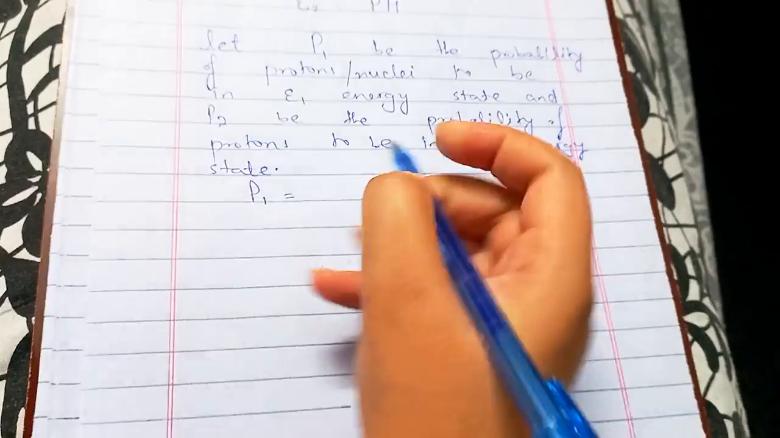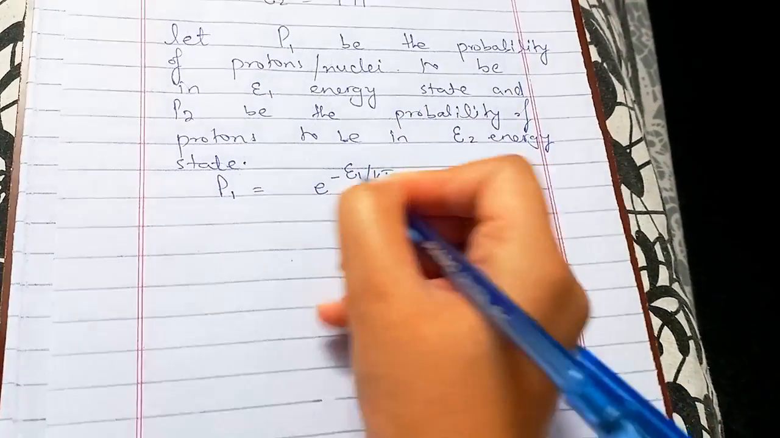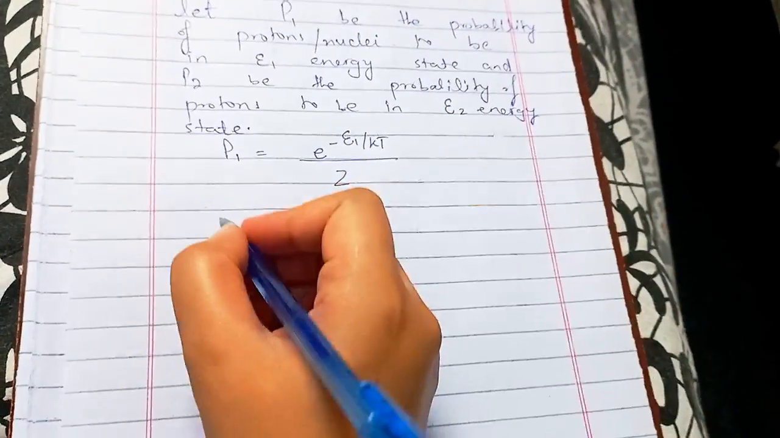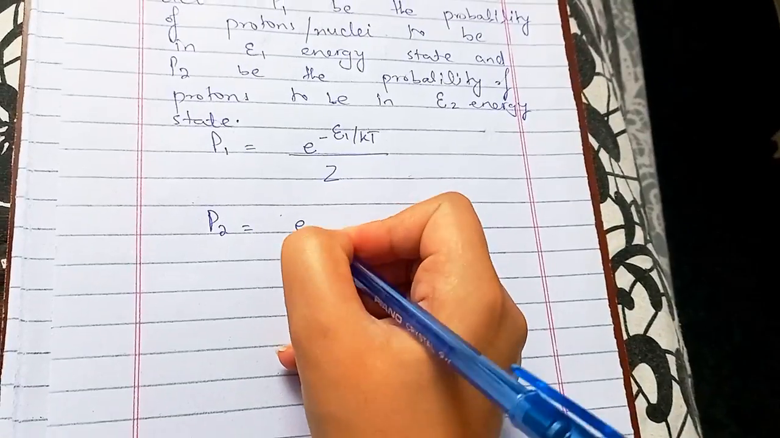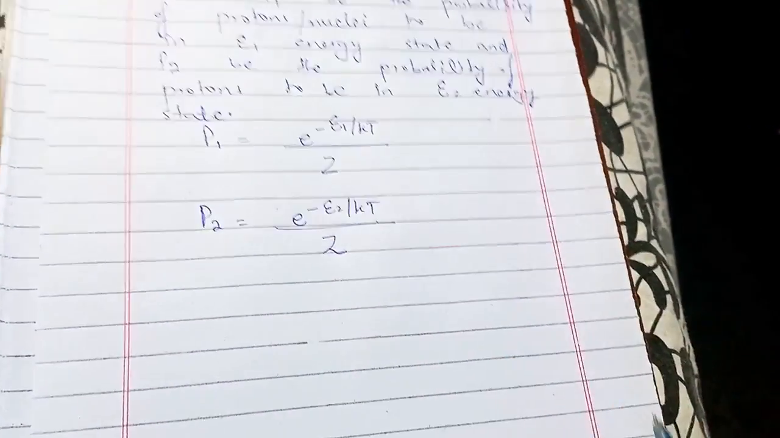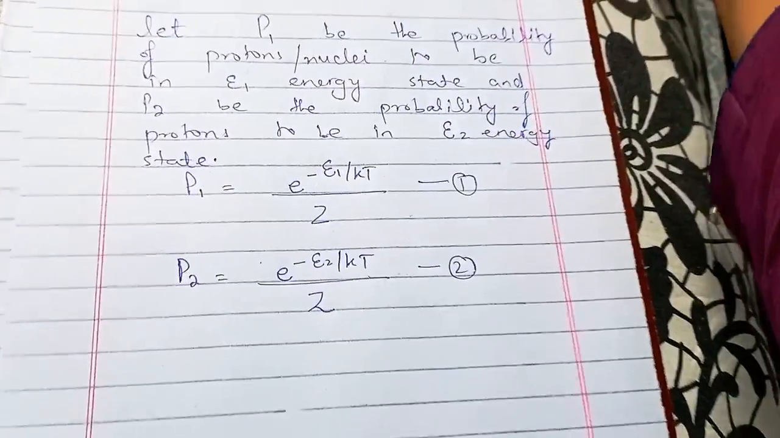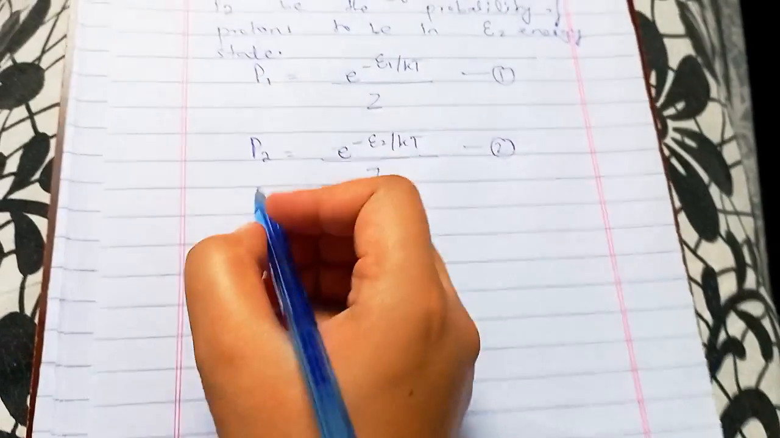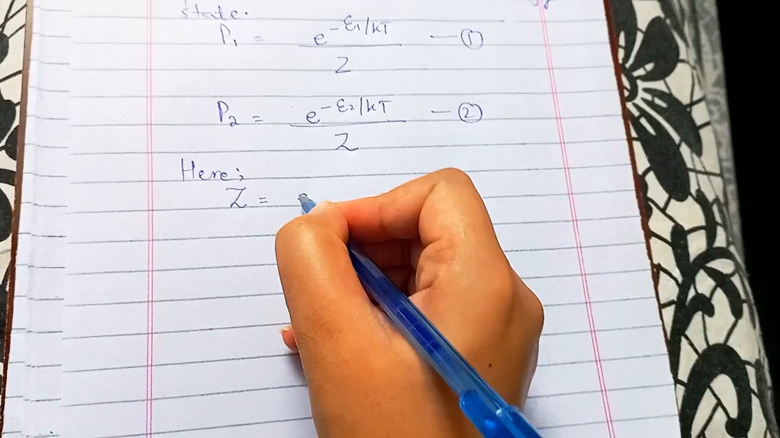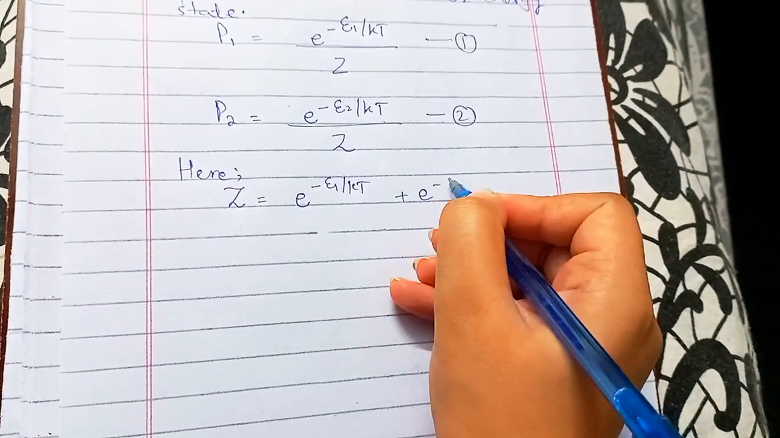We have P1 equals e to the power minus E1 by kT divided by Z. This is the probability in the first energy state, and P2 equals e to the power minus E2 by kT divided by Z. Alright, let's calculate Z. This is 1 and this is 2. Let's calculate Z separately and then we'll directly put in the values. Here Z is the partition function and it is given by e to the power minus E1 by kT plus e to the power minus E2 by kT.